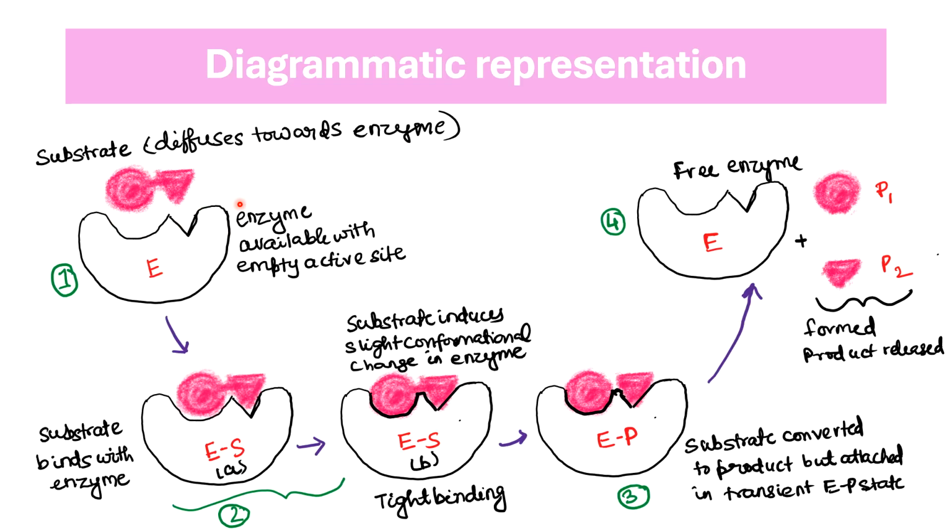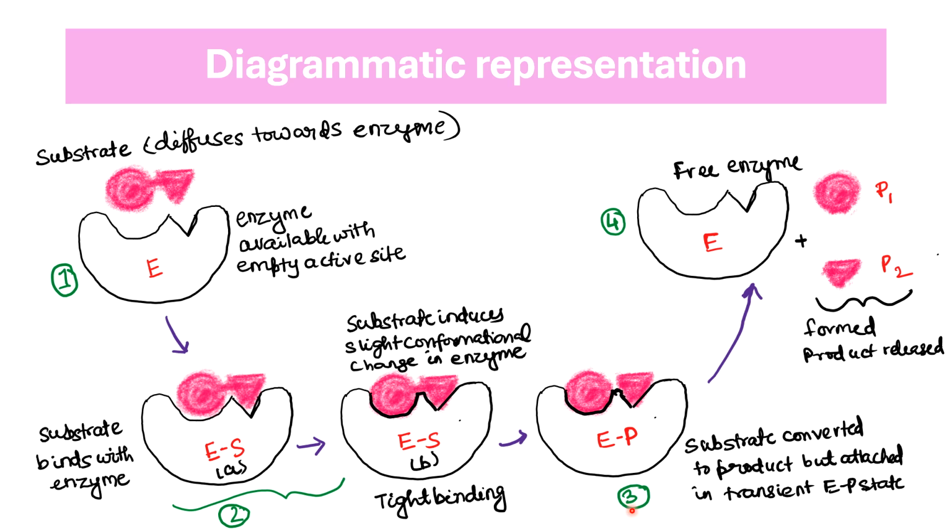So this is the enzyme and this is the substrate. In the first step, the substrate goes and diffuses near the enzyme. Now there is the active site which is empty, to which the substrate goes and binds, leading to the formation of the enzyme substrate complex. This binding of the substrate to the enzyme leads to a conformational change in the enzyme. Why? Because the enzyme needs to bind to the substrate very tightly so that it can alter the substrate and the product can be formed.